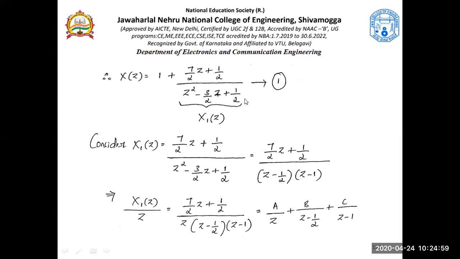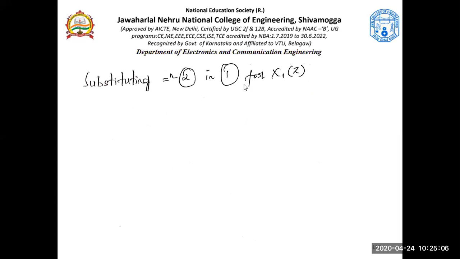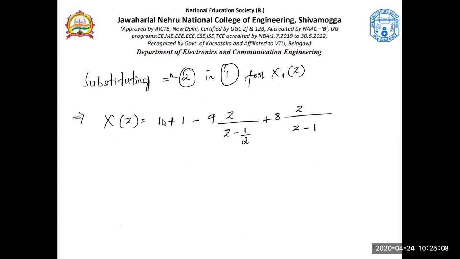Fine. So here we need to substitute that. After substituting this x1 of z in equation 1, we get this. So this is the one which was there already, and this part is the x1 of z. Now x of z would look like 2 minus 9z by this, 8z by z minus 1. Now you apply inverse z transform to this. How is it going to look?